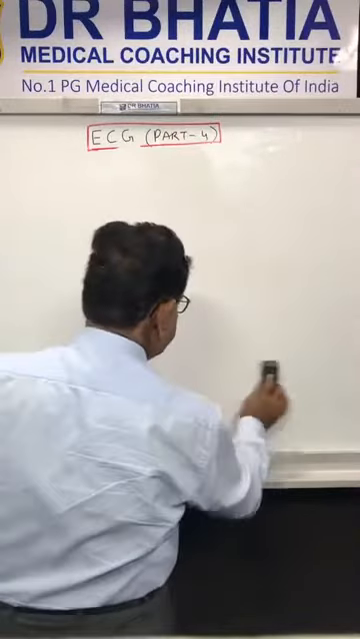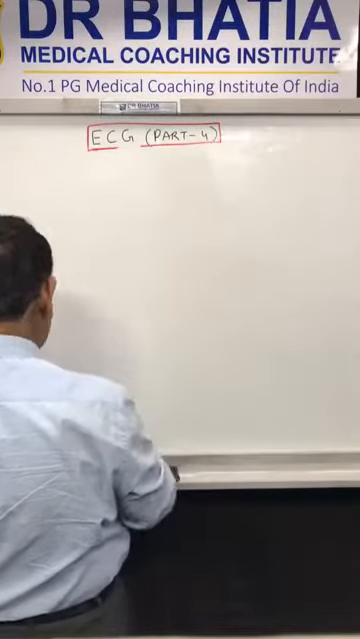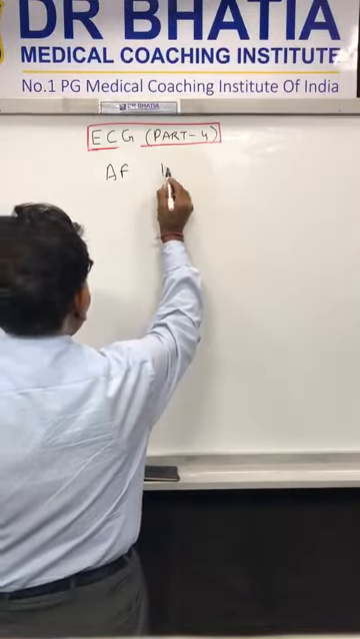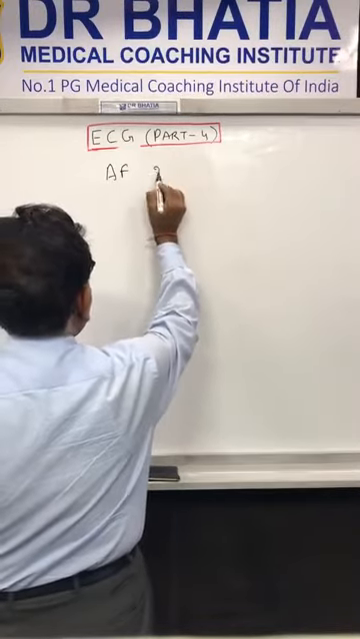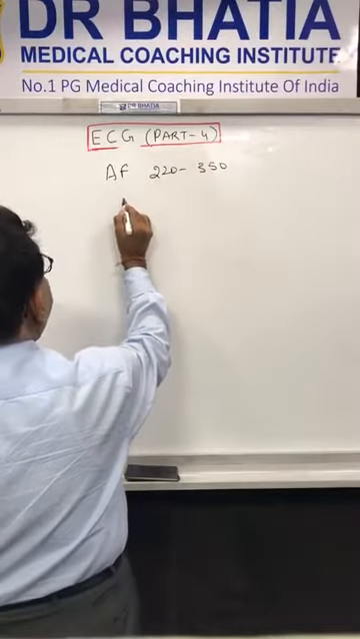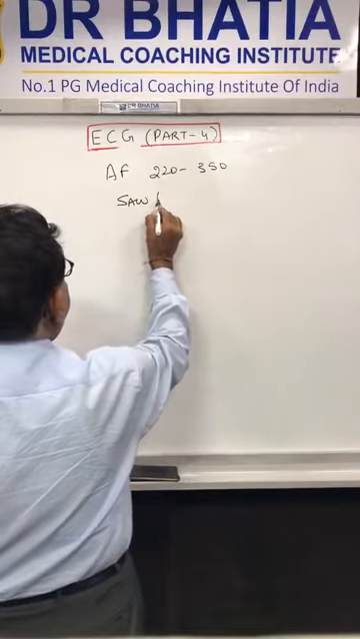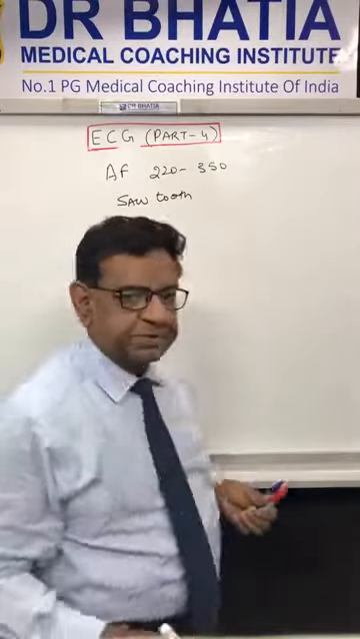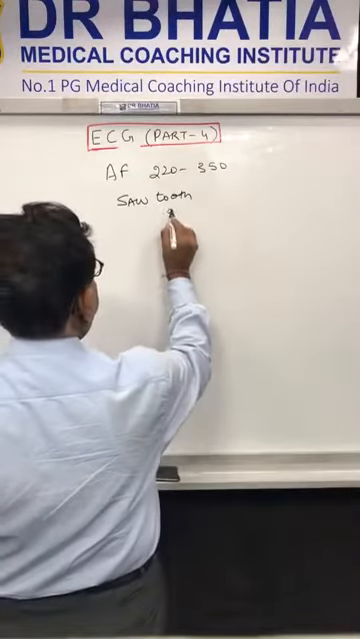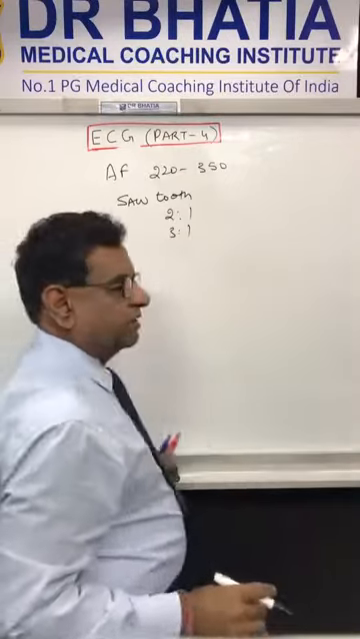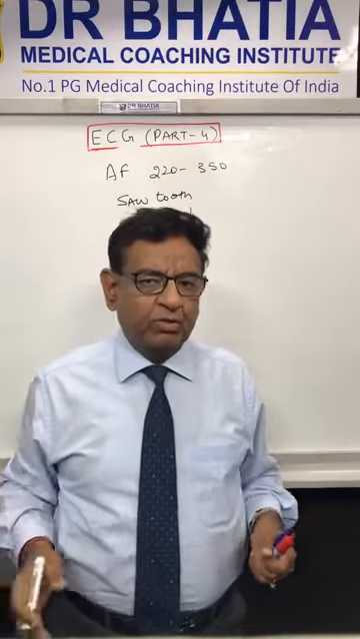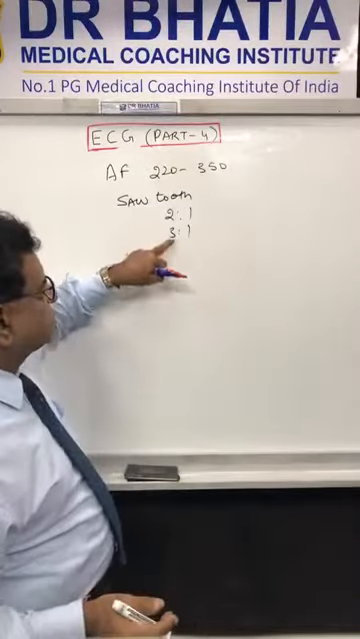As far as atrial flutter is concerned, the atrial discharge rate is between 220 to 350. Typically in the ECG recording, you get a sawtooth appearance. And of course, there may be a block of 2:1 or 3:1. That means suppose there are 300 atrial impulses which are coming to the AV node, only 100 come down, so we call it 3:1 block.